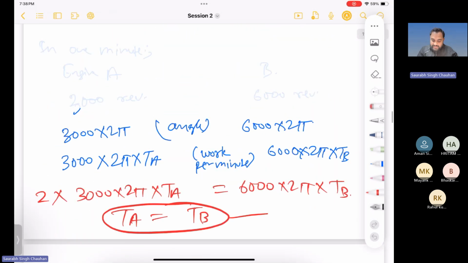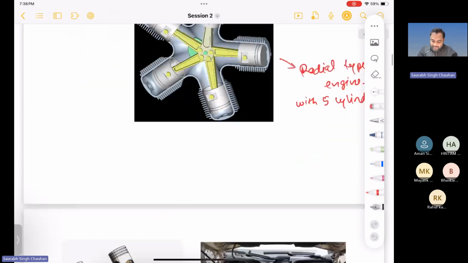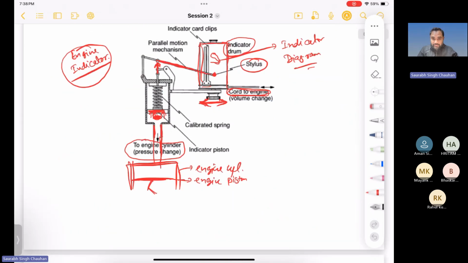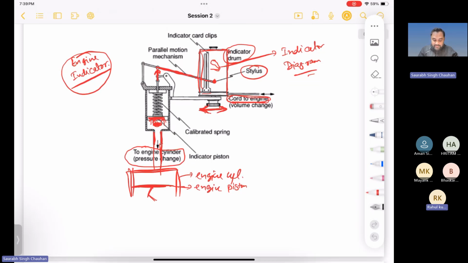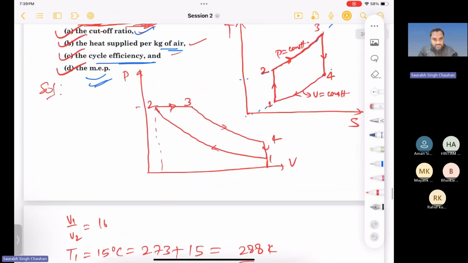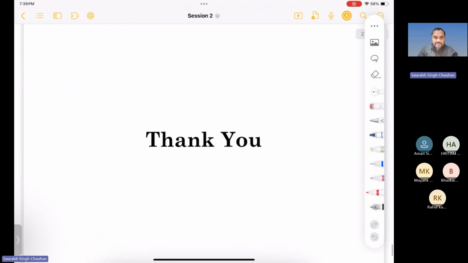So what we have discussed today, we have discussed the types of engines. We have discussed the indicator, why we call it indicator. Nowadays we don't use this indicator anymore because we have pressure transducers. They are very accurate and can be controlled by computer. You can acquire the data at very high speed. But still this name has stuck with the PV diagram, the indicator diagram. Then mean effective pressure, how to calculate it, then we solved some problems. And I hope that this session will be helpful for you to solve your assignment problems.